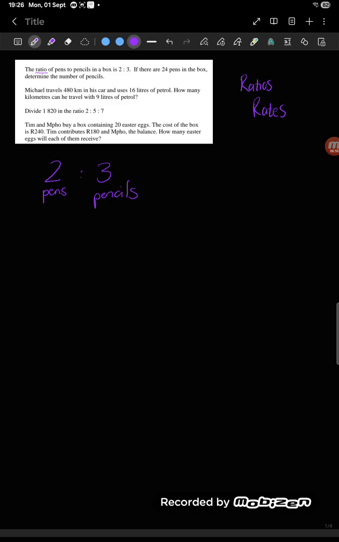2 pens, 3 pencils. Let's make the pencils a different color. So for every 2 pens I got 3 pencils. If I got a bundle like this, I've got 2 pens and 1, 2, 3 pencils, and that's my bundle. If there are 24 pens in the box, determine the amount of pencils.